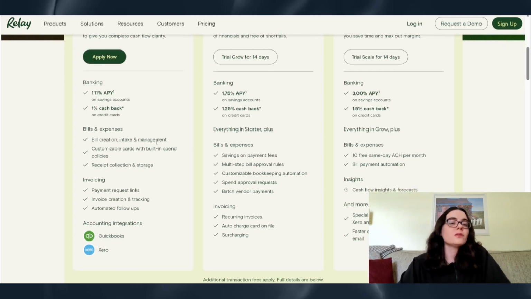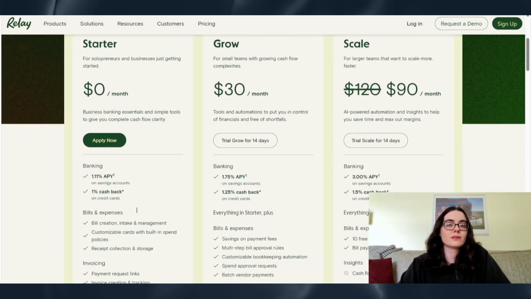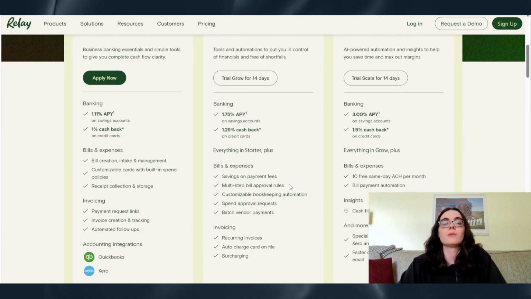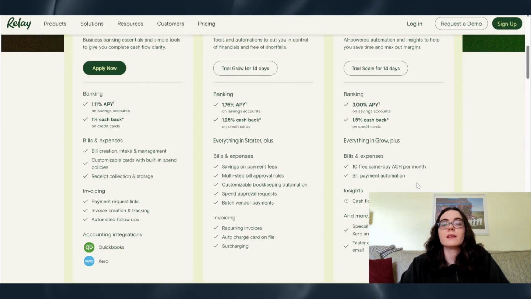So you can do a lot of the basics with the starter plan, but the Grow plan, you are going to need that if you need multi-step approvals, batch payments, things like that. And then with the Scale plan, you get some more stuff like bill pay automation and 10 free same-day ACH per month.